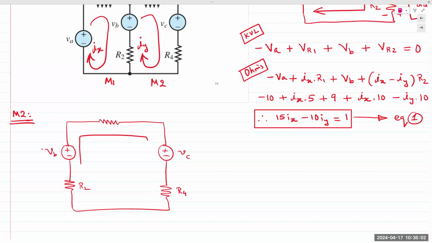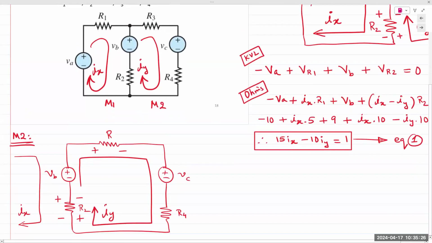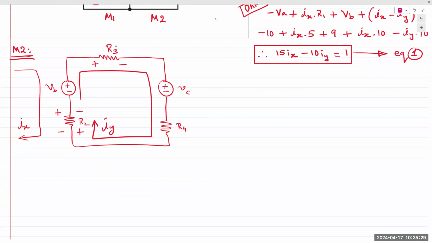And then I have mesh current IY. And on the left, I have mesh current IX. This is plus minus, what is this? R3? Yeah, R3. Okay, plus minus. So 5 components in that loop. So 5 voltages, 5 terms in my equation.